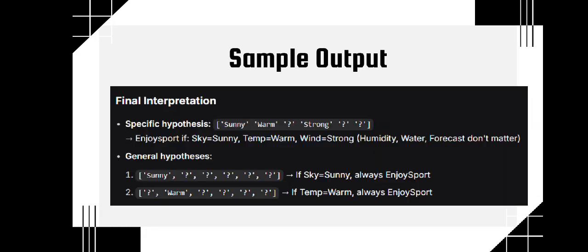This slide shows the example output of our program. Here we can see how the hypotheses change step by step when new examples are processed. The algorithm gradually removes inconsistent hypotheses and only keeps those that match the training data.